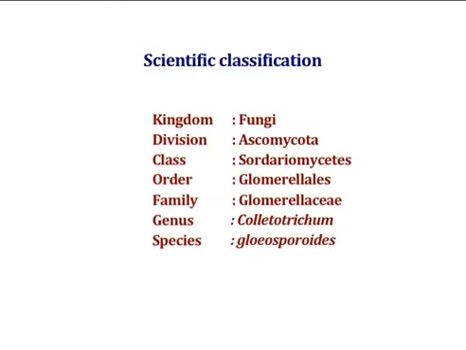Kingdom is fungi, division Ascomycota, class Sordariomycetes, order Glomerellales, family Glomerellaceae, genus Colletotrichum, and species is gloeosporioides. Now let us see about the character of this pathogen.